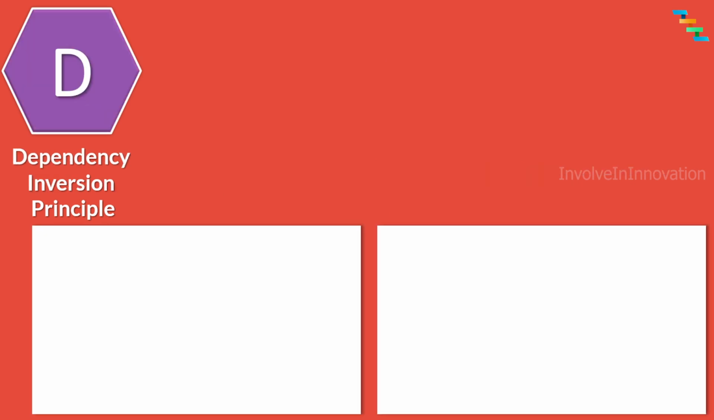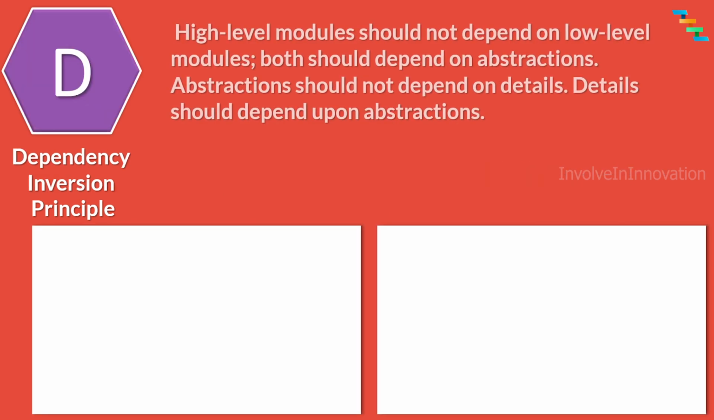Dependency inversion principle, on a very high level: high level modules should not depend on low level modules. Both should depend on abstractions. Abstraction should not depend on details. Details should depend on abstraction. For the first part, we will see this with an analogy. Abstraction should not depend on details, that is, interfaces should not depend on the classes which are implementing them.